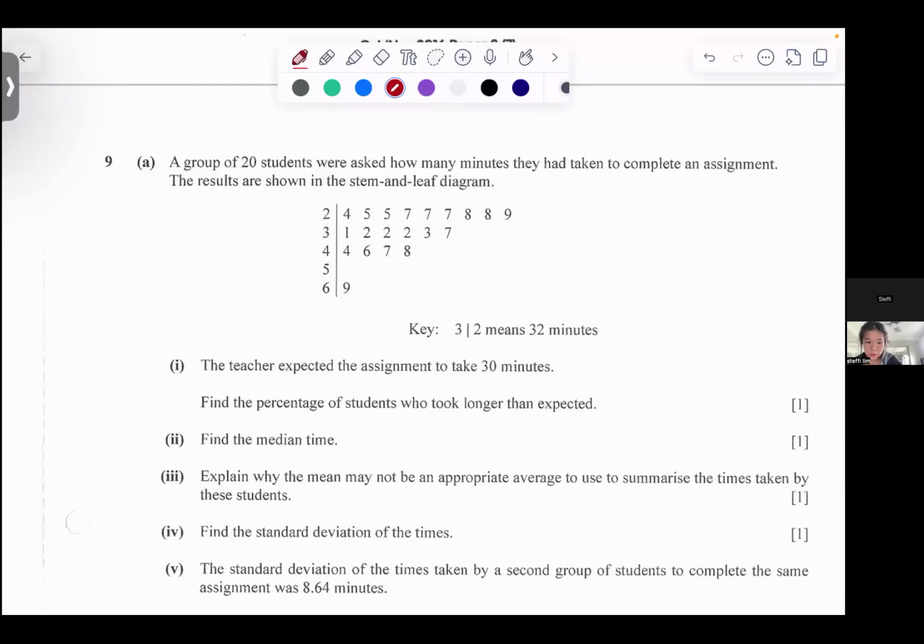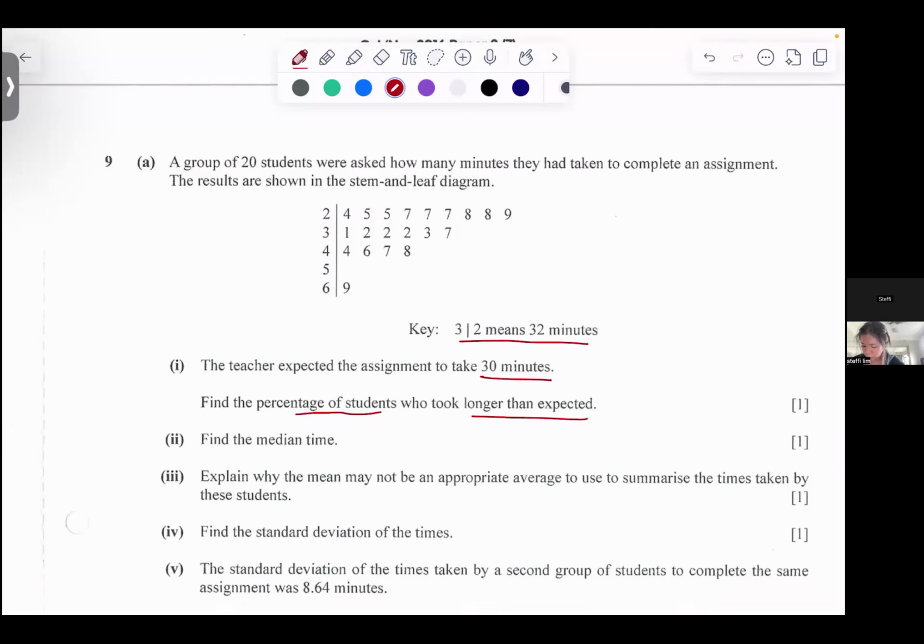Okay, so question 9, they give you a stem and leaf diagram, and they give you the key as well. 32 means 32 minutes, so this is 24, 25, etc. And the teacher expected the assignment to take 30 minutes. So find the percentage of students who took longer than expected. So you need to find the number of students who took more than 30 minutes, right?